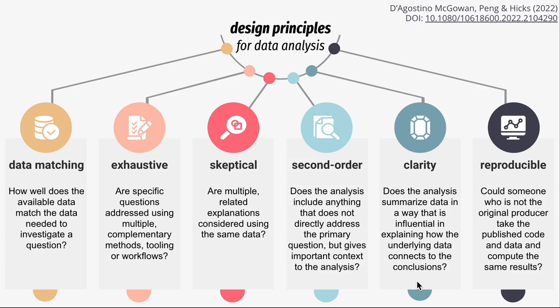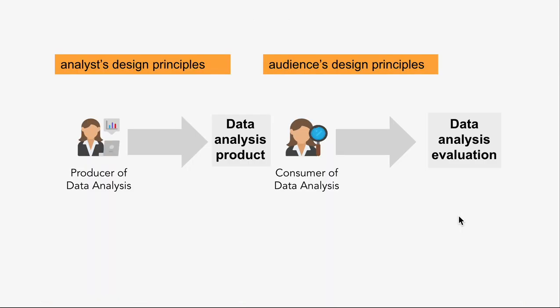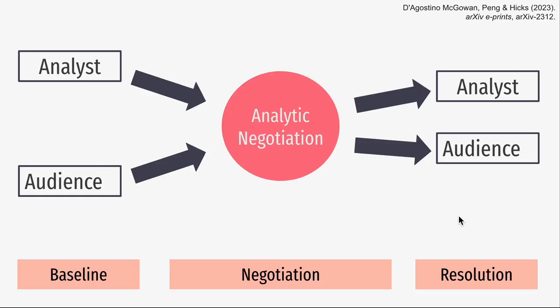The idea here is that you can imagine there's some fixed amount of resources, so maybe time or money, that can be allocated to each of these principles. And both the analyst and the audience may have different expectations for how these should be allocated. Again, we're trying to optimize this alignment between the analyst and the audience.